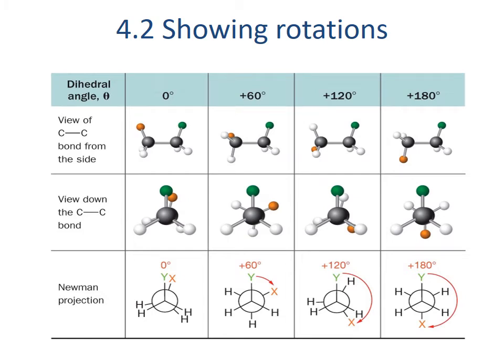The previous slides showed the rotations in 60-degree increments amounting to a half turn, and this slide simply shows the other half turn, again alternating between the highest energy, the eclipsed conformations where everything's in line, and the lowest energy where everything's staggered.